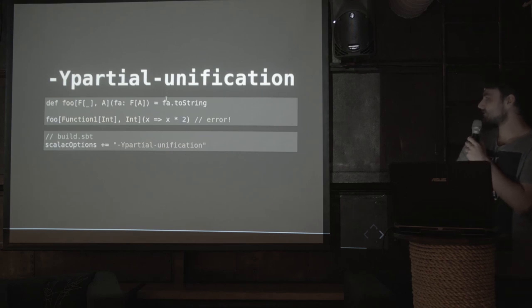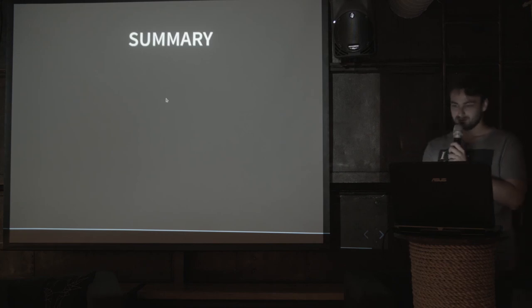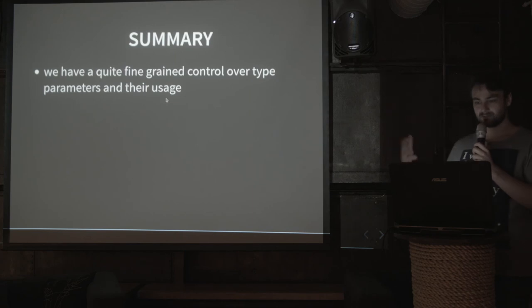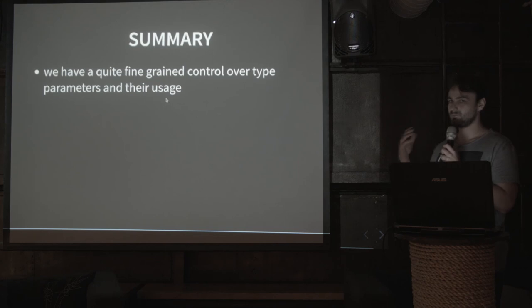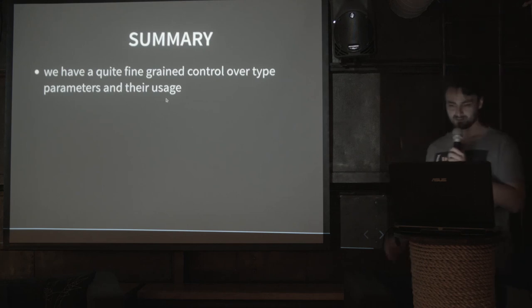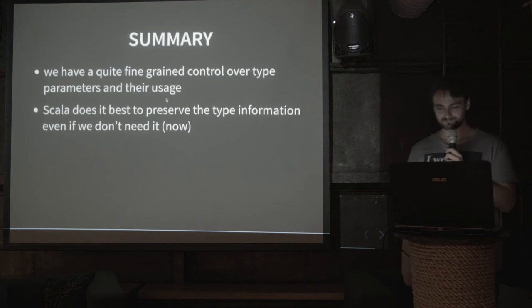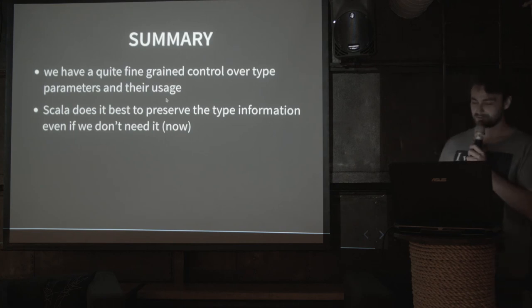So we started from type and we reached kind projector, as was the goal of this presentation. So maybe a small summary. In Scala, we have quite fine-grained control over the types. We can use type constraints and variance to control what will be passed there. So it's an advantage over other statically typed languages. Scala does quite a lot to preserve the information about types even when we don't need it, as we can see with refined types. Type inference always tries to extract the most specific information, following the loop principle, so it's worth knowing, because sometimes you can increase the complexity of compilation if you use things recklessly.